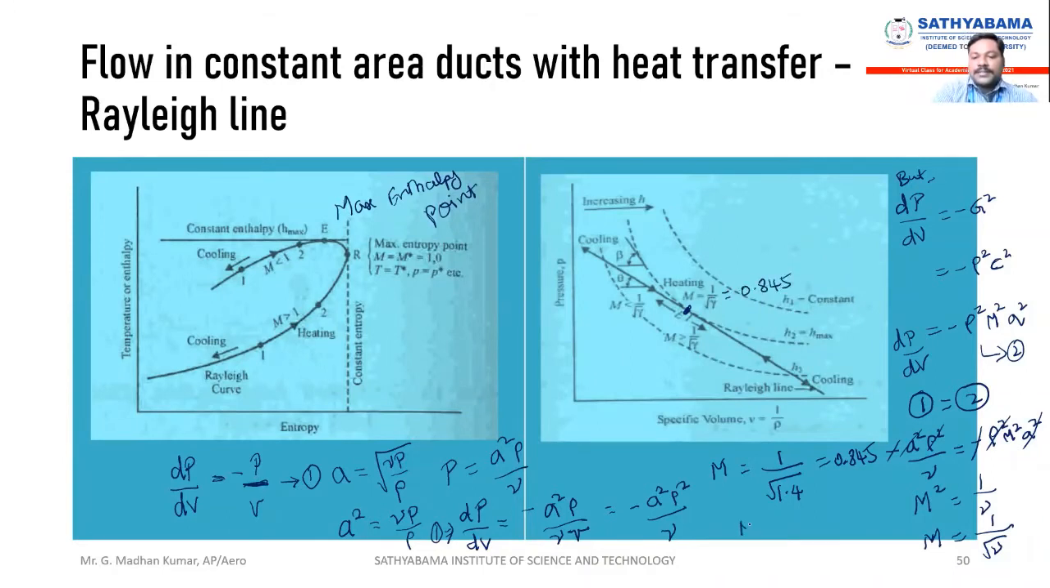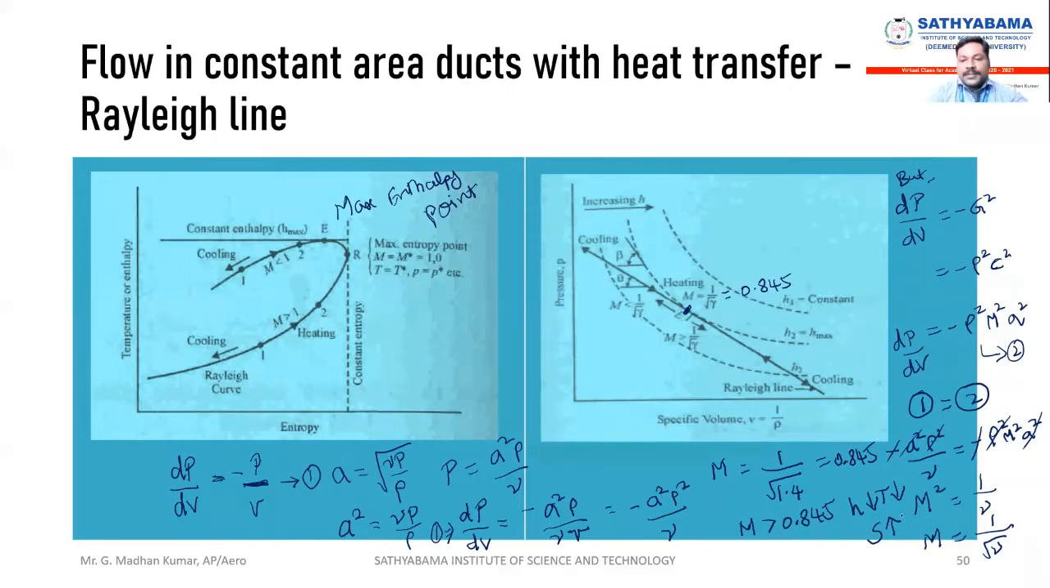So after 0.845, what happens? Enthalpy decreases, temperature decreases, but the entropy, entropy means S, right? So entropy increases. And then it reaches the critical Mach number, M is equal to 1. That is, it reaches the maximum entropy.